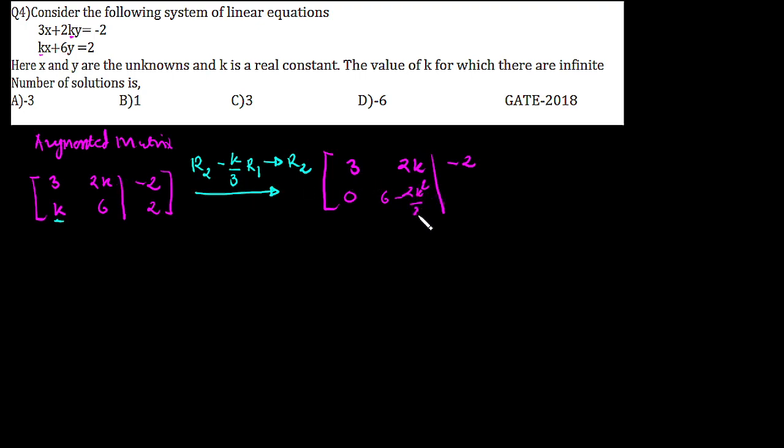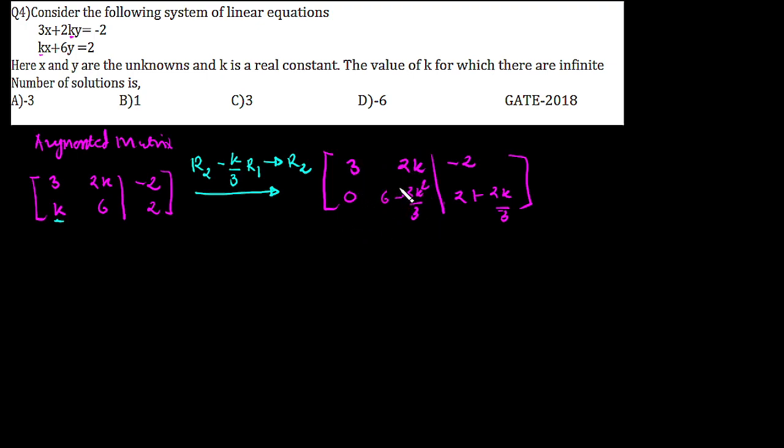2k square by 3, and here 2 plus 2k by 3, because this negative 2 multiplied with this factor minus k by 3, so it will be plus 2k by 3. Now the matrix is over. So now if the system has infinitely many solutions, then again the same concept: the rank of this matrix must be deficient. It cannot have a full rank. Then it will have infinitely many solutions. So this matrix must have a rank less than 2.